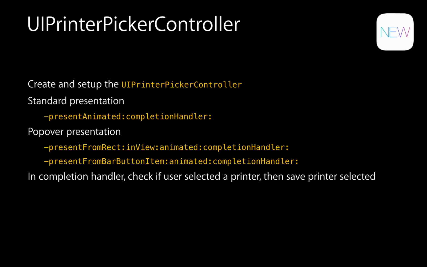So like I said, you'll create and set up the UIPrinterPickerController. You can present with standard presentation, with present animated, or a popover presentation with present from rect or present from bar button item. The completion handler, though, for these methods will tell you whether the user actually did select a printer. If they didn't, they could have just canceled it, so then it'll say that they didn't select a printer. But then your app is responsible for saving that printer that was selected.